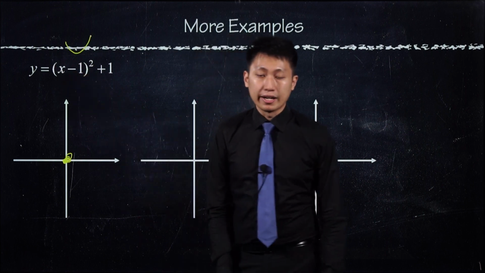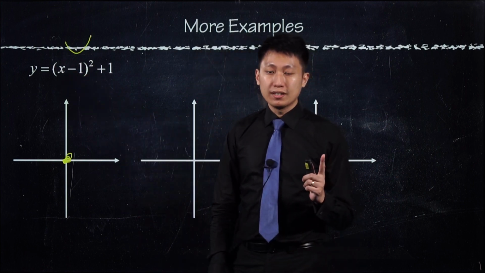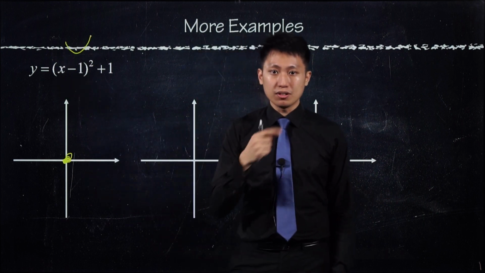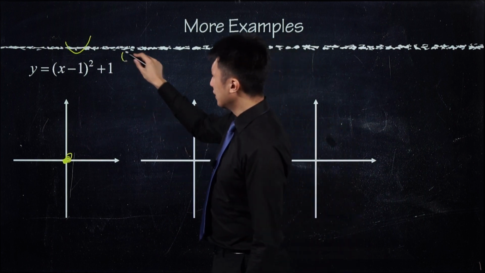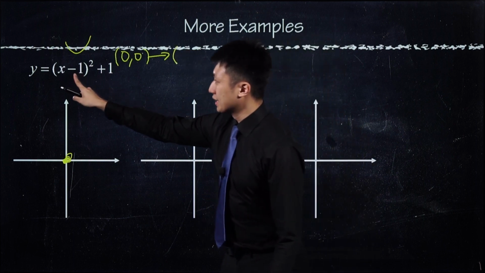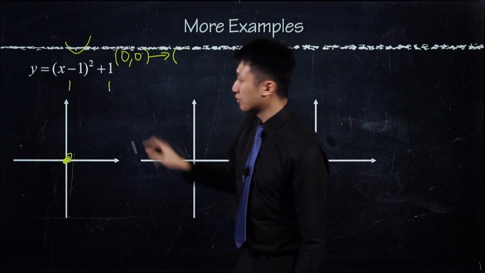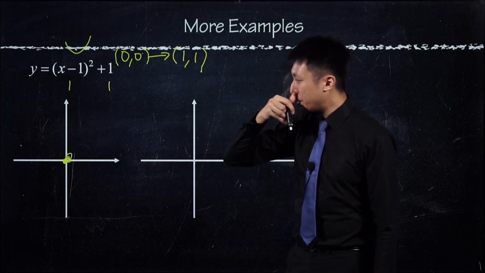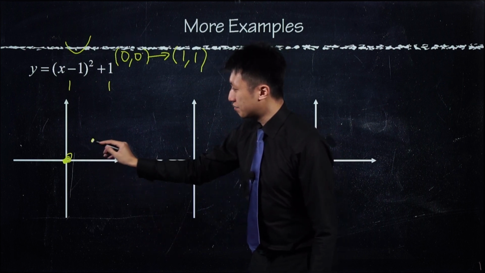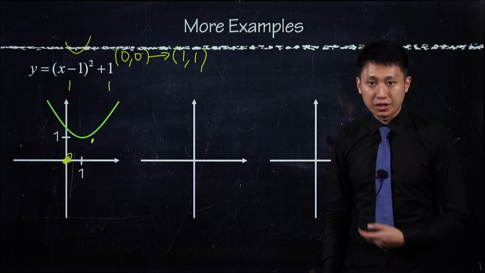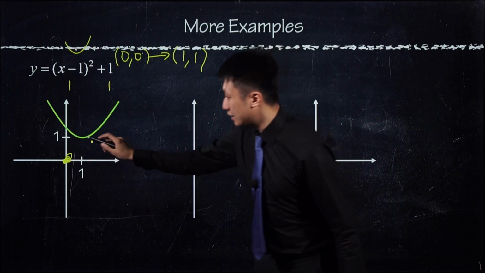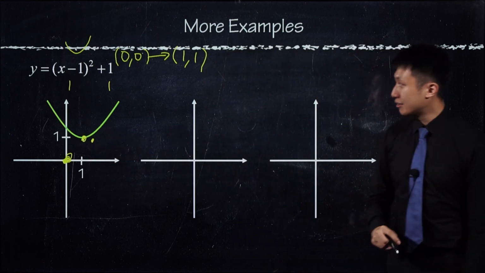How about this one? Do I move to the left or right? Right, because I want x minus 1 to be equal to 0, so x is equal to 1. So from the center 0, 0, you shift to the center where x is 1. Y also shifts to 1, so it's 1, 1. Originally the graph was here, then now I move to here. This is 1, 1. So that's how you see things.